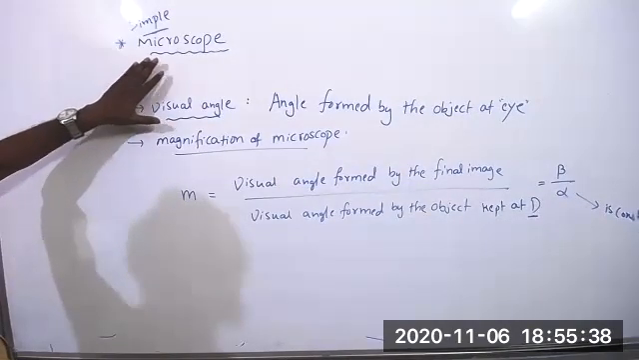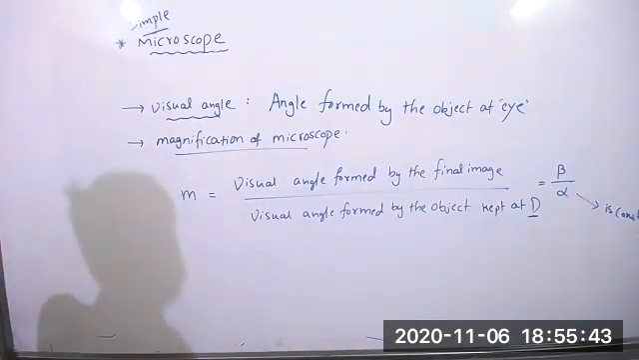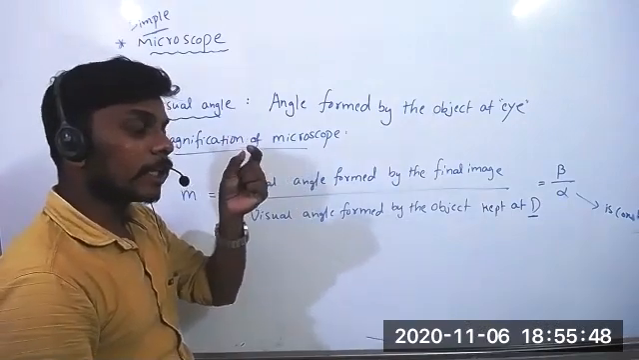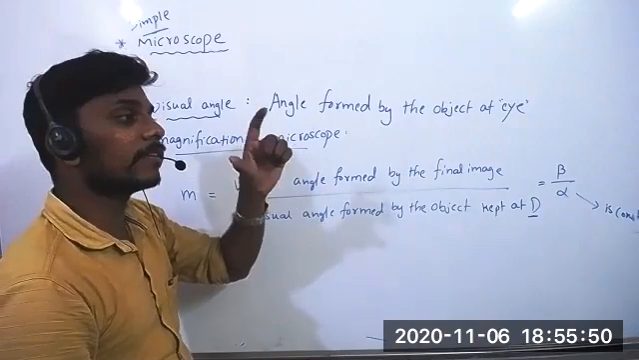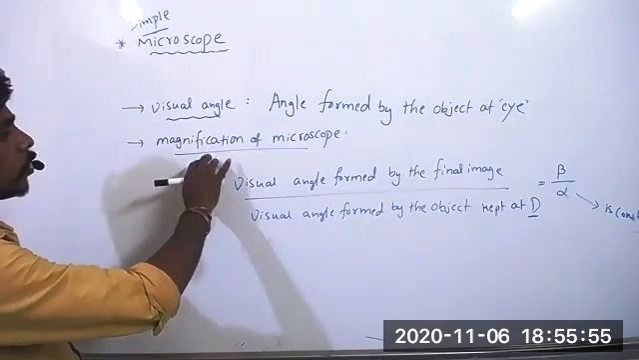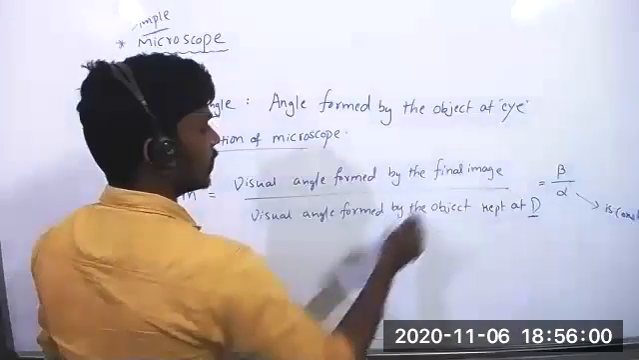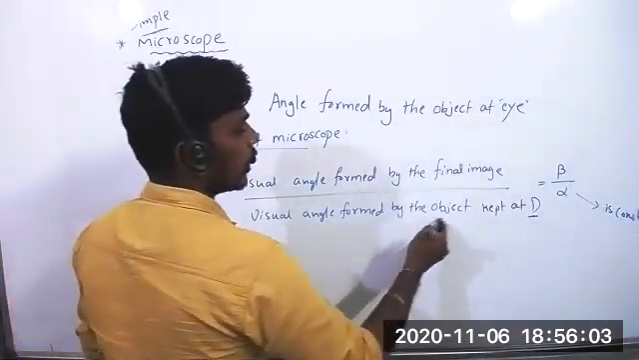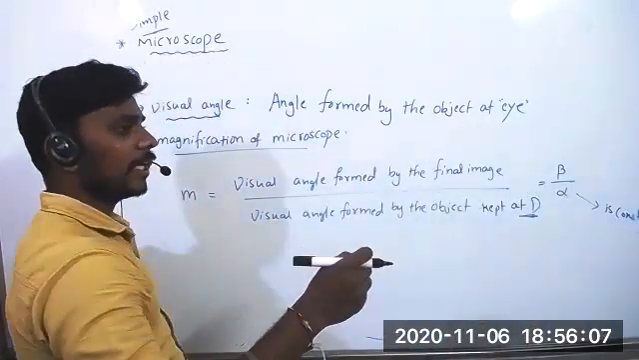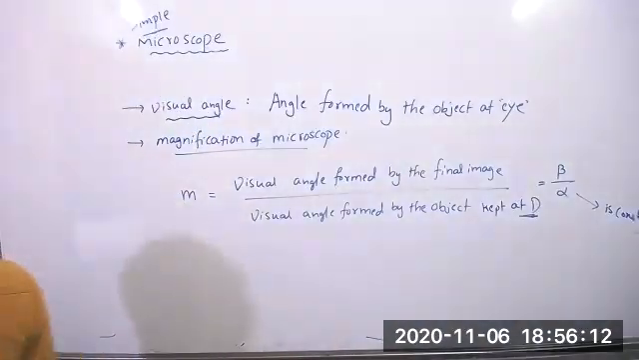Simple microscope: here we use only one lens, that is a convex lens. In front of our eye, if you see any object with the convex lens, that object size appears very big. That is nothing but a simple microscope. So the simple microscope magnification is the visual angle formed by the final image divided by the visual angle formed by the object kept at D. D is the distant vision. For a normal eye, distant vision is 25 centimeters. Keep that in mind.